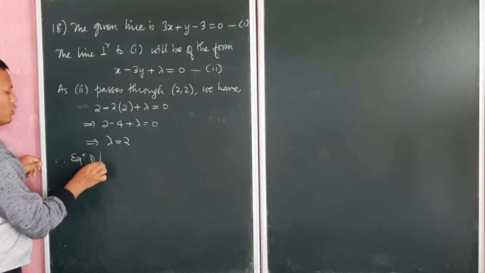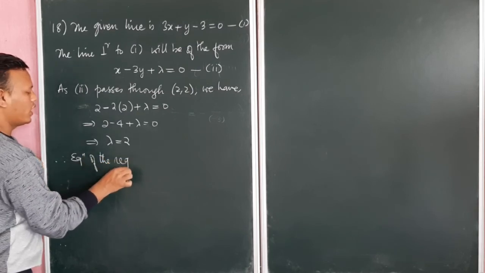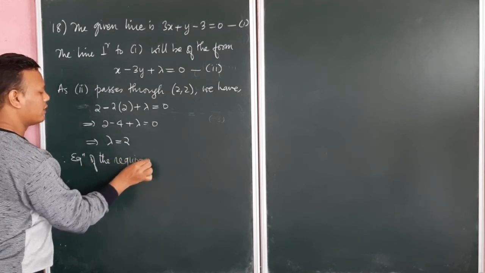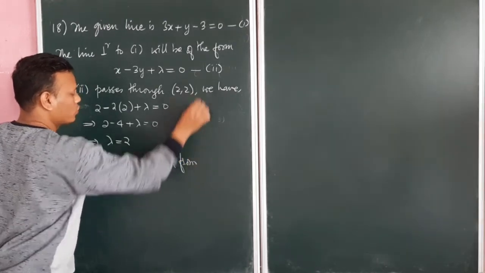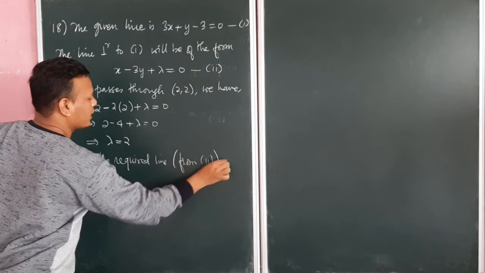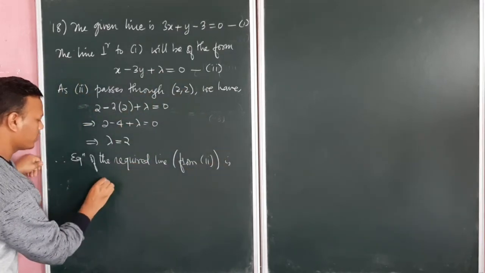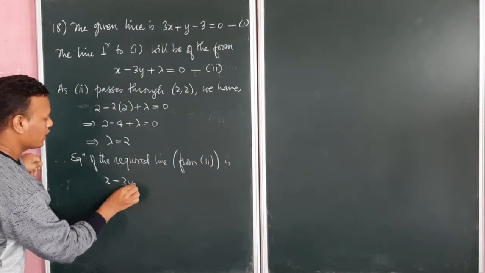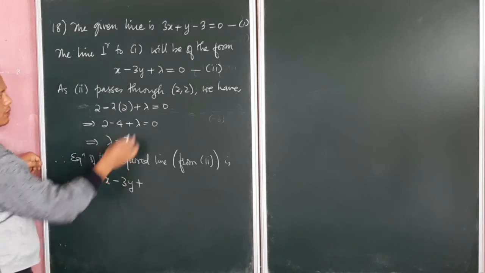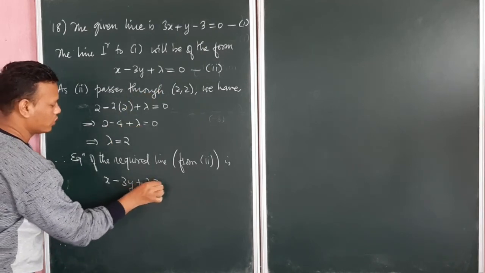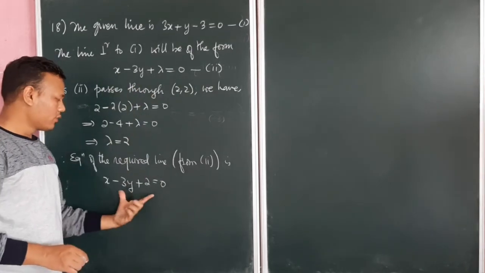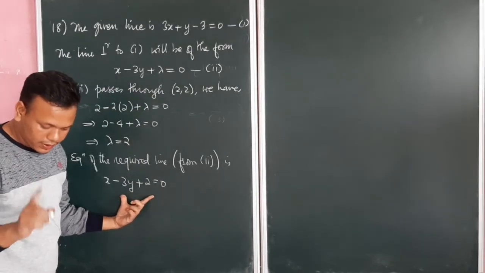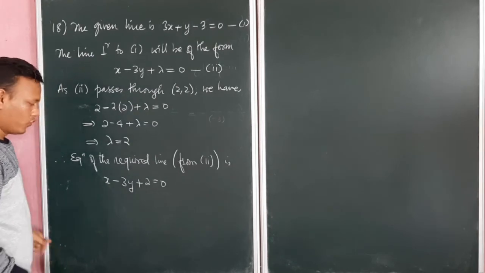Therefore, the equation of the required line from 2 is x minus 3y plus lambda, and lambda is 2, equals 0. So this is the equation of that particular perpendicular line. Now we have to find its y-intercept.